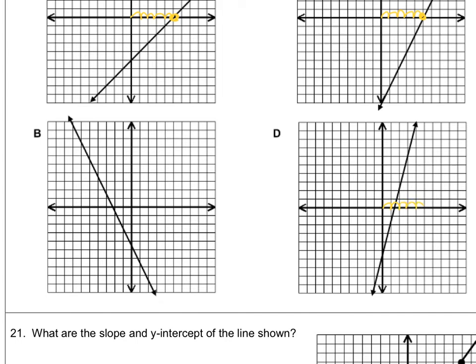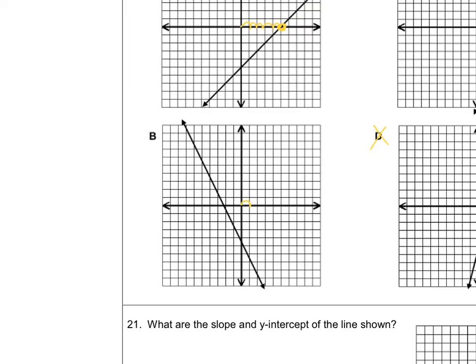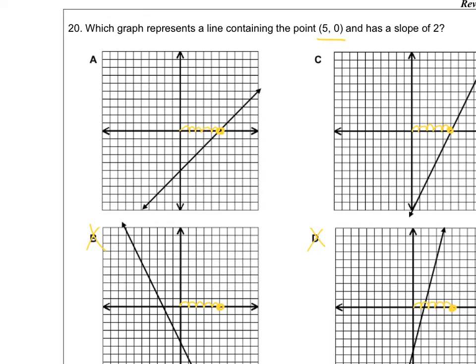1, 2, 3, 4, 5. This does not contain the 0.50. And B, 1, 2, 3, 4, 5. That also does not contain the 0.50.